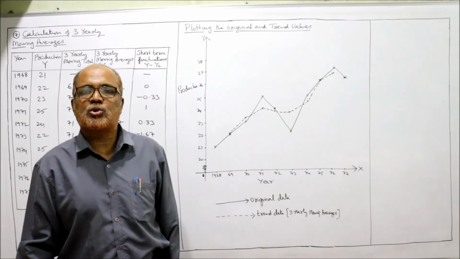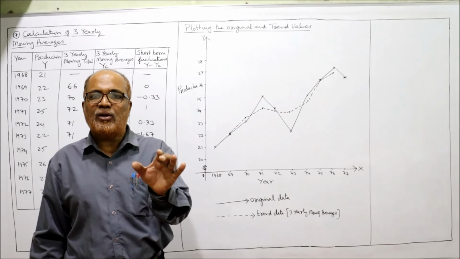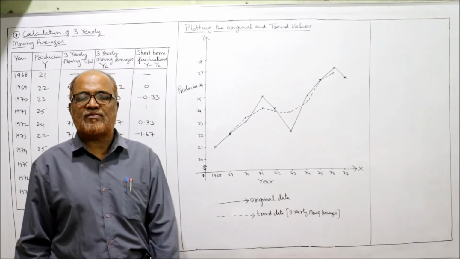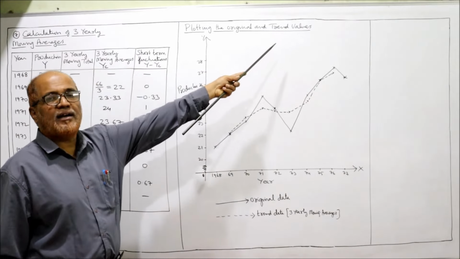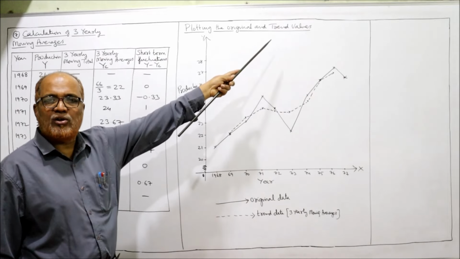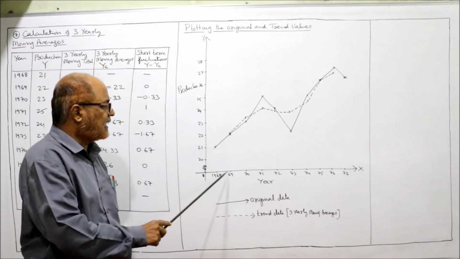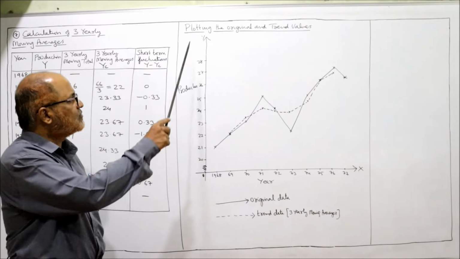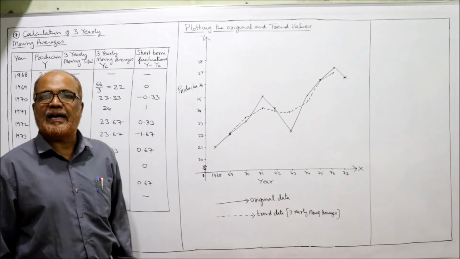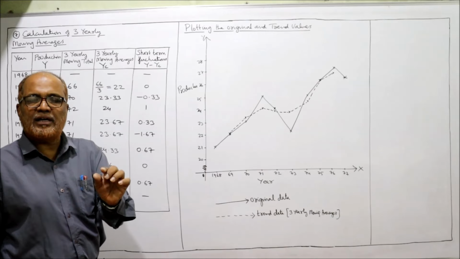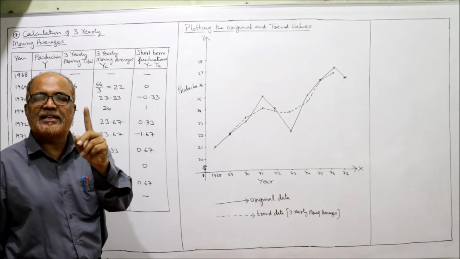Now it is asking you to show the graph. The actual values and the trend values should be shown on the same graph paper. It is asking in the problem. So we are plotting the original and trend values on the graph paper. On the x-axis we take the year, 10 years of data is given. On the y-axis we take the actual production. The production is ranging from 20 to 28. The minimum value is 20 and the highest value is 28. So I am taking 1 centimeter equal to 1 unit.